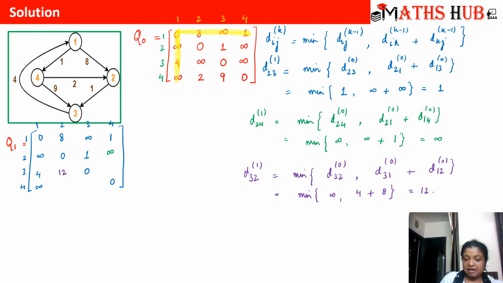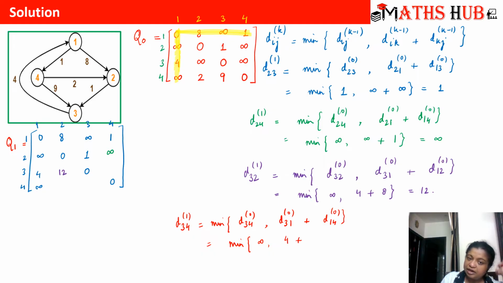Now let us calculate the next entry, that is D34. Now what is D34? D34 in the new matrix will be the minimum of D34 in the previous one, then D31 in the previous one plus D14 in the previous one. So how much is this? This is the minimum of D34 is infinity, D31 is 4, D14 is 1. So you can see that the entry comes out to be 5. You can see that this entry is also improved. It is 5 now, right?